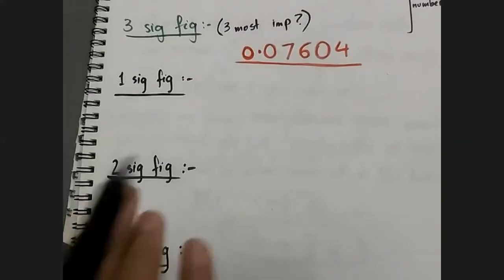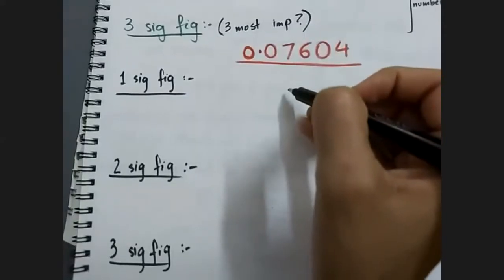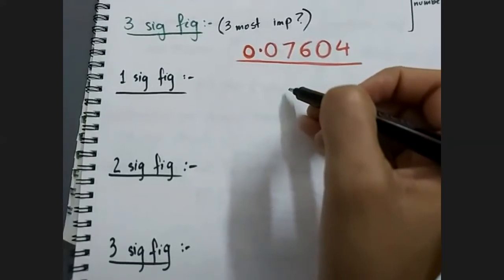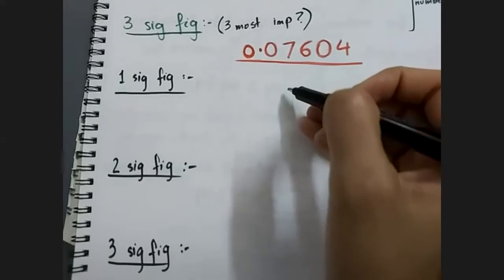Yes, Momina, can you round this off to one significant figure? 0.1. 0.1. How did you do that?